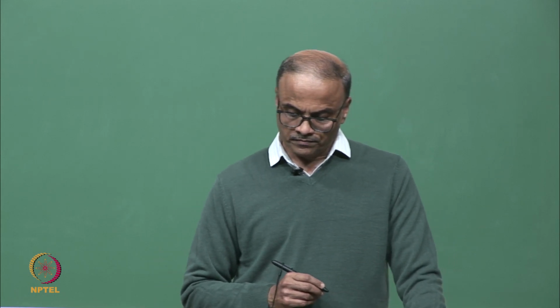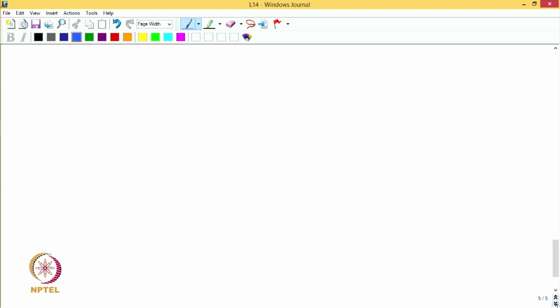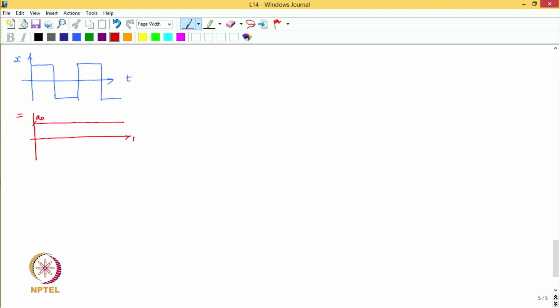So, if we try to represent this expansion graphically, it can be shown like this. We have this periodic signal, and now we are representing it as a sum of a constant component which is A naught like this. Then we have cosine components. The first cosine component is A1, so it varies like this. The amplitude of this component is A1, so this is A1 cos omega naught t.